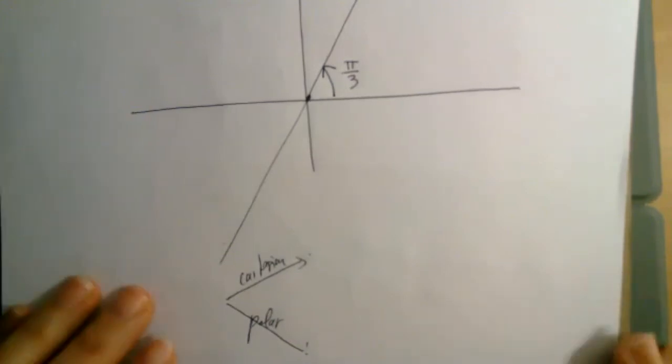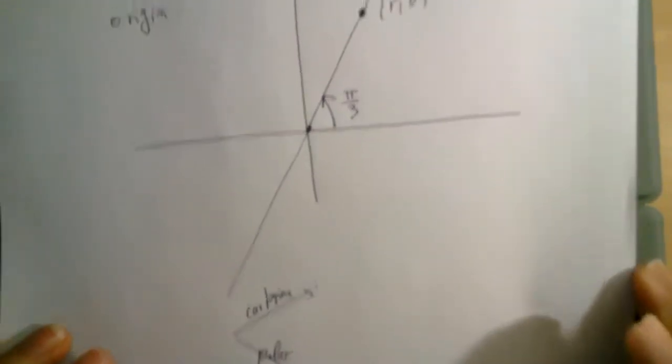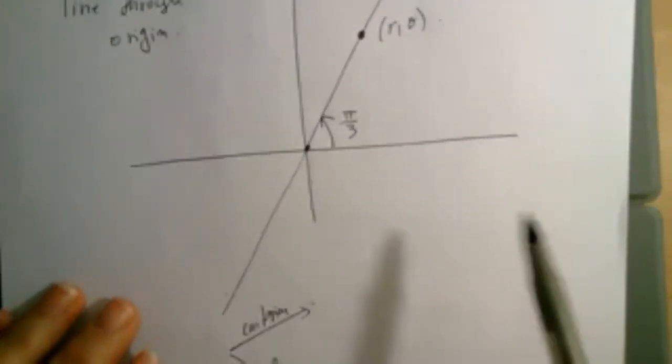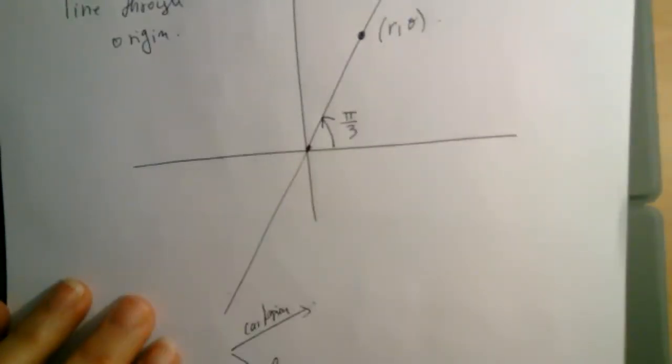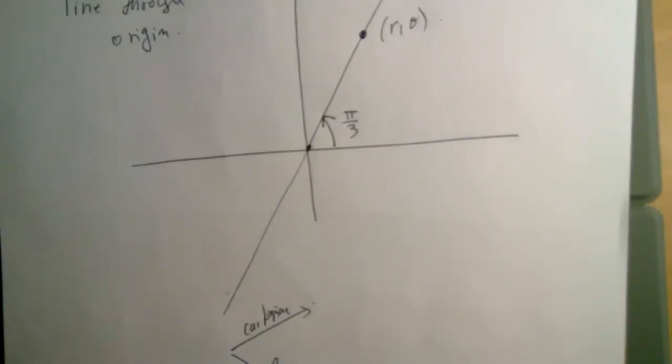I want the answer on chat. What characterizes a point on this line? What characterizes the polar coordinates of a point on this line?